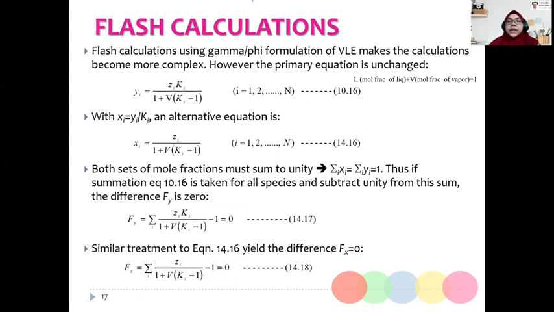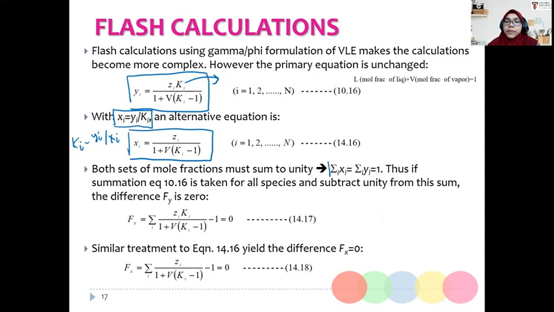Okay, we may also apply the gamma-phi formulation to the flash calculation in solving problems related to VLE or phase equilibrium. However, the calculation becomes more complex. However, the expression remains the same, in which the composition in the vapor phase equals z, the overall composition, times K, the factor that can be obtained from the DePriester chart if related to a light hydrocarbon system, using this expression with Ki equal to yi over xi. So rearranging this, we can obtain the liquid phase using this expression. And then by performing the summation of each composition in each phase equal to 1, we can obtain this expression.